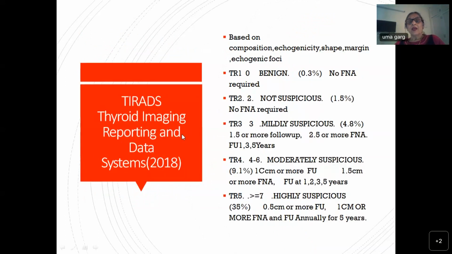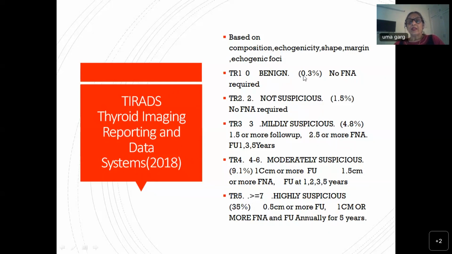This is from the ACR, American College of Radiology. They have developed a system which is known as TI-RADS, the Thyroid Imaging Reporting and Data System. So whatever characteristics of thyroid swelling or nodule we have discussed, they are all taken into consideration. And depending on that, TR1, TR2, TR3, TR4, and TR5 are decided.